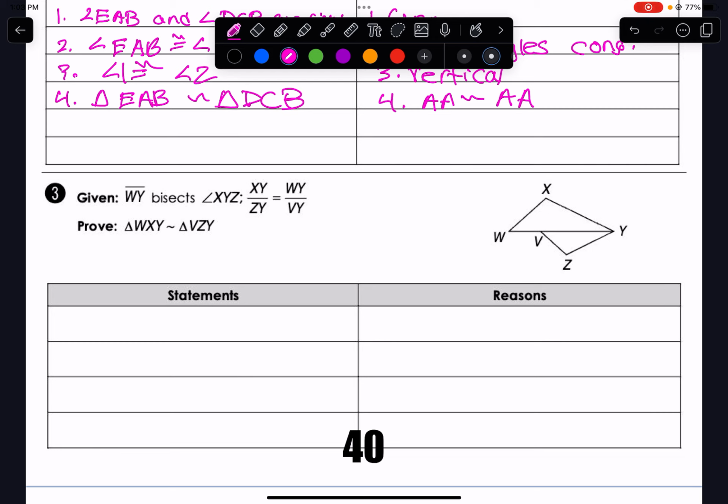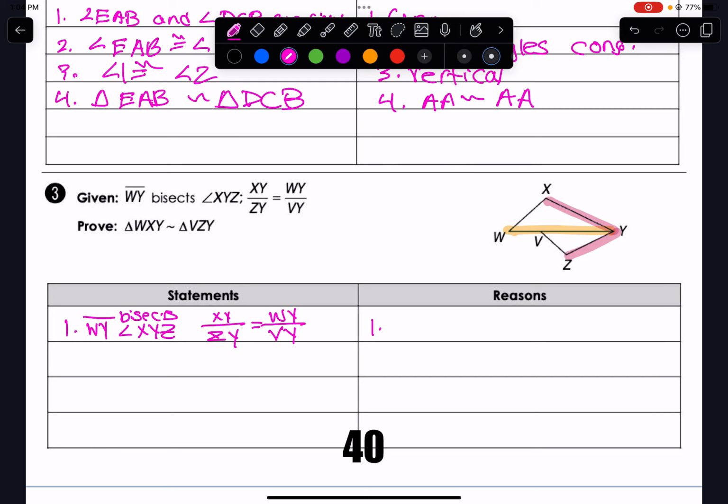So here we're given that WY bisects angle XYZ. So we have an angle bisector, and we know that the ratio of XY to ZY is equal to WY over VY. So XY to ZY and WY to VY. So let me actually just highlight these. So we have two sides.